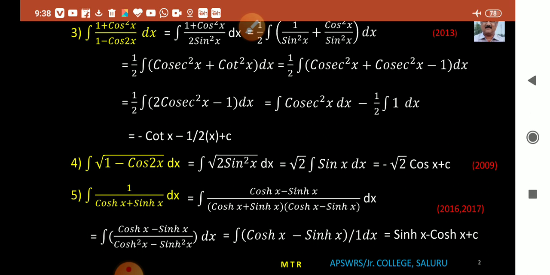You know the integration of cos hx is sin hx. Put the minus as it is. Integral of sin hx is cos hx. So integral cos hx minus sin hx dx is equal to sin hx minus cos hx plus c. Okay.